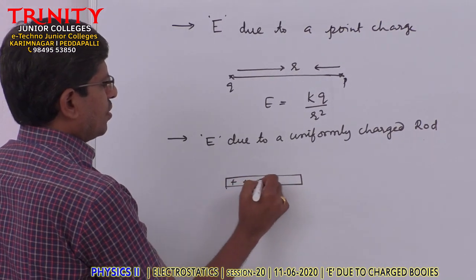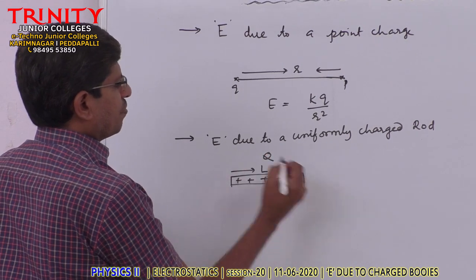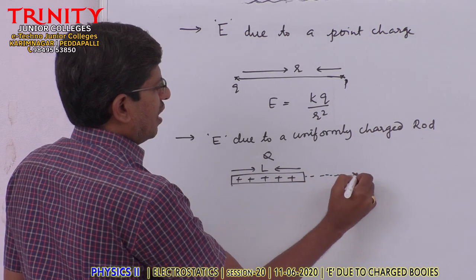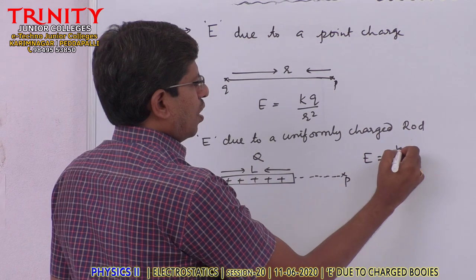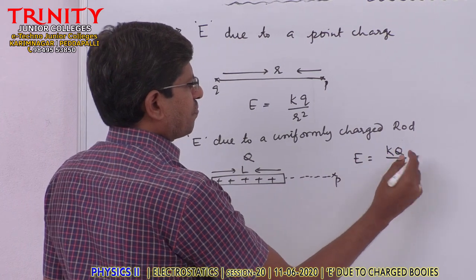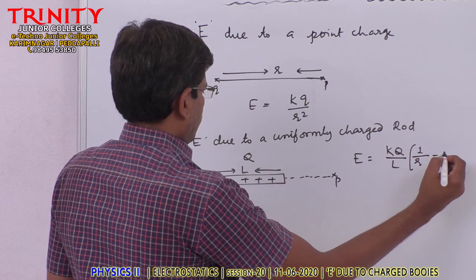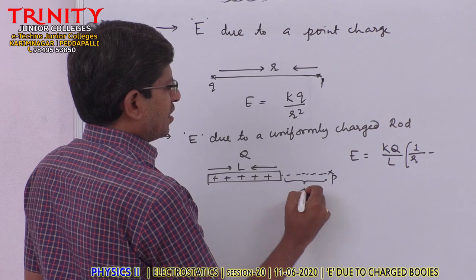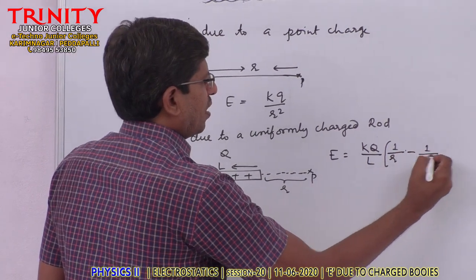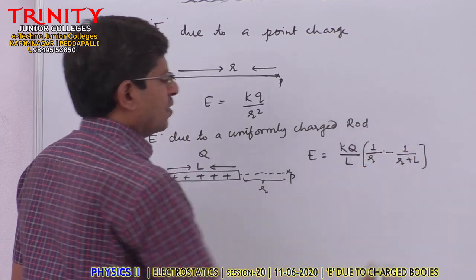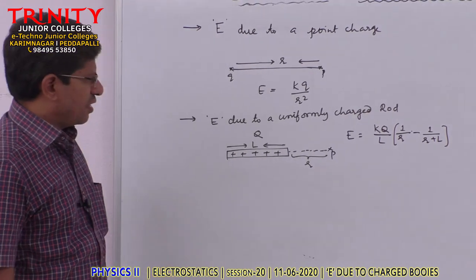This is one charged rod of length L and of charge Q. Then on the axial line at a given point, the value of E comes out to be kq by L into 1 by R, where R is the distance from one of the ends, minus 1 by R plus L. So I think this is the formula we derived. Just verify it again if you have any doubt.